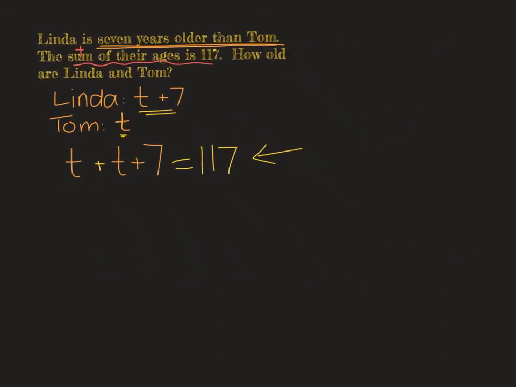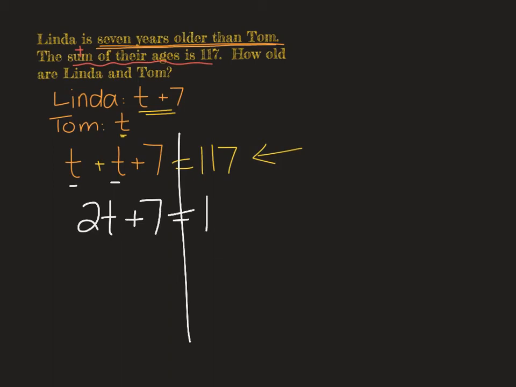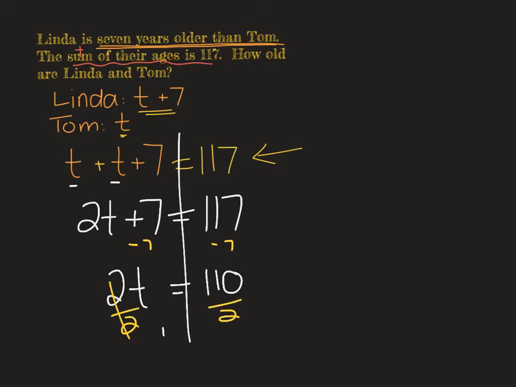I'm going to shrink this down a little so we have some space here, and this part is just like everything else we've been doing. We're going to combine our like terms. I have t plus t, that's 2t. Bring down your plus 7 equals 117. Then we subtract 7 off both sides, and we have 2 times t equals 110. Final step, divide by 2 on both sides to get that variable isolated, and I find out that t is 55.